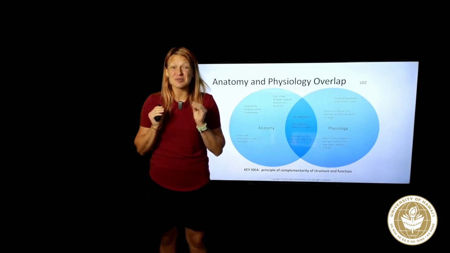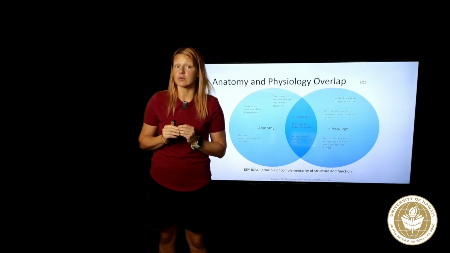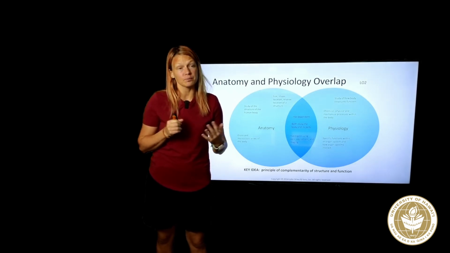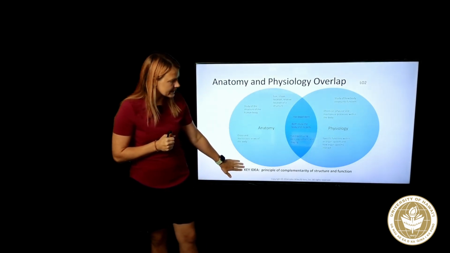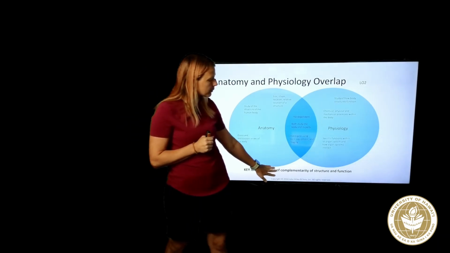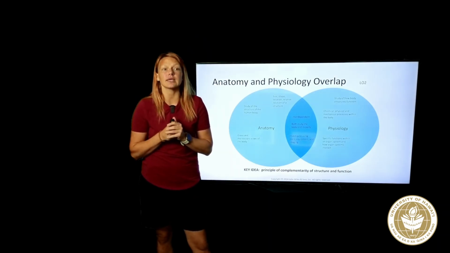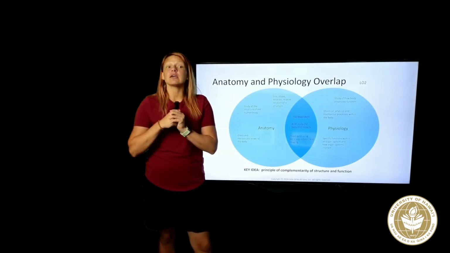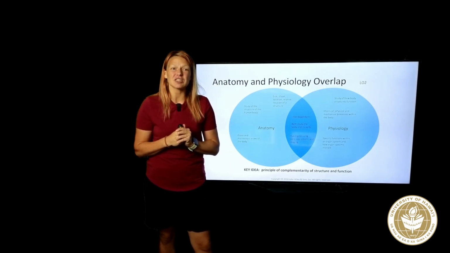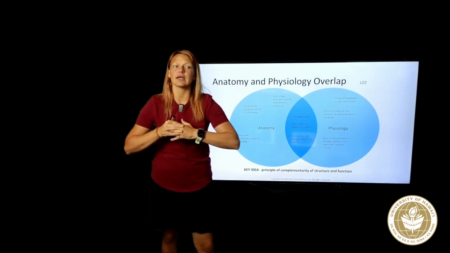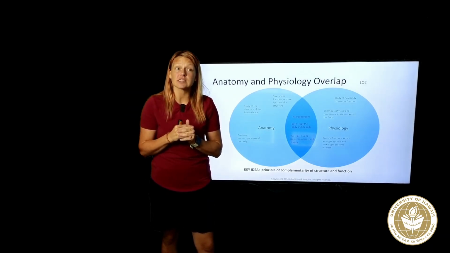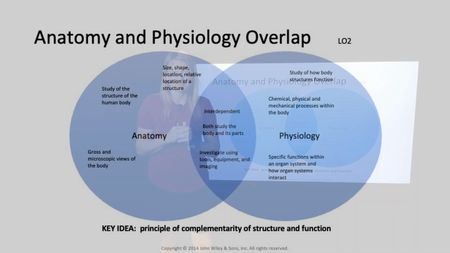If something is wrong with the shape, it's not going to function, right? So that's a really key idea here, this principle of complementarity of structure and function. So again, anatomy must be known for the physiology to be understood, they're interdependent, and function will always reflect structure.